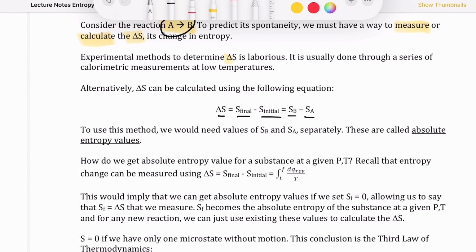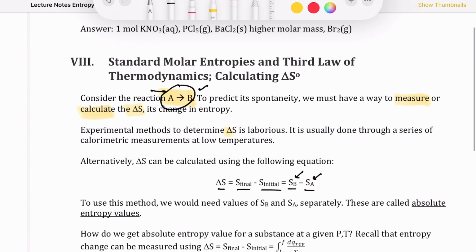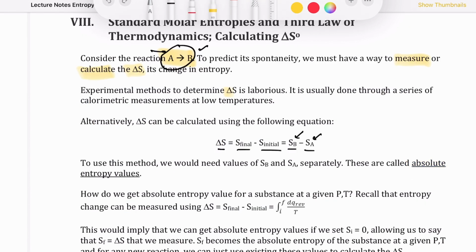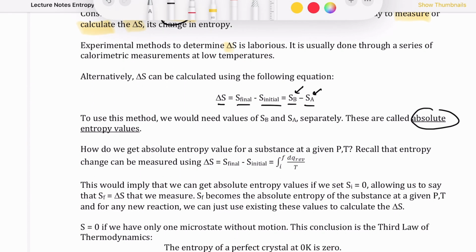Now, for us to be able to do this, though, we're going to need to have numbers for the entropy of the products and reactants. And these are what we call absolute entropy values. They're not the change in entropy, but they're the actual entropy value of that particular substance. In other words, if I have HCl, what is the entropy of HCl? I'm not talking about the change in entropy from HCl going to something else or something going to HCl. I'm just talking about HCl itself. What are its microstates at a given pressure, temperature, concentration combination, right? That's what we refer to as the absolute entropy value of that substance.